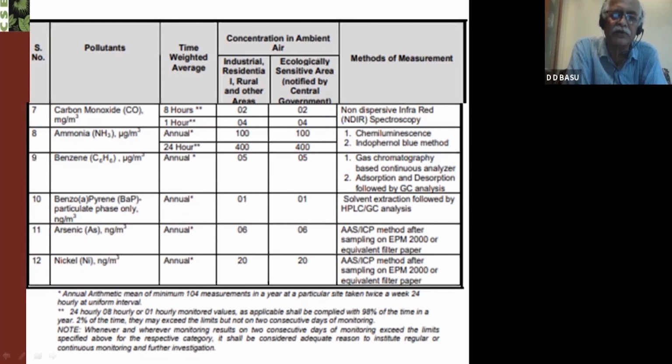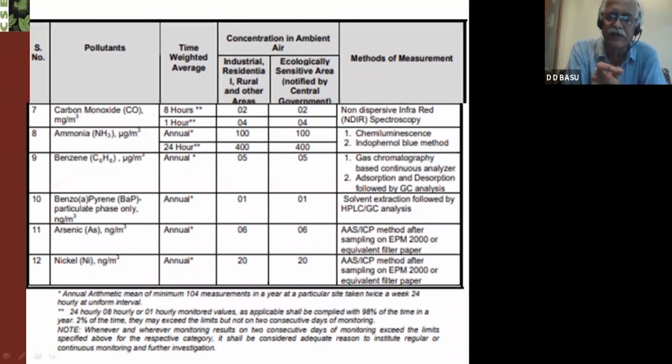And carbon monoxide, we have 8 hours and 1 hour, because carbon monoxide's 1 hour extreme condition is fatal. That's why we have given 1 hour. Whereas for ammonia and benzene, we are going for the annual average, and in the case of arsenic, these are all annual average. In the case of nickel, arsenic, and benzopyrene, it is also the annual average. On the right side, the methods of measurement are given.